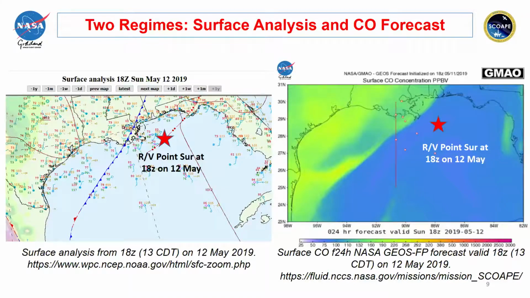I mentioned earlier that we had two regimes in which we sampled. And this can be seen from the forecast. This is an NCEP forecast on the left, showing the position of the ship. And you can see that there are opposing winds offshore and onshore. And we were predicted to cross a gradient then the 12th and 13th of May. And then we also had from GMAO, the Global Modeling and Assimilation Office at Goddard, all sorts of forecasts that included some chemical constituents.